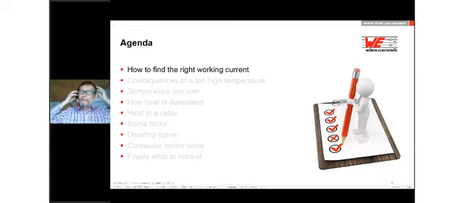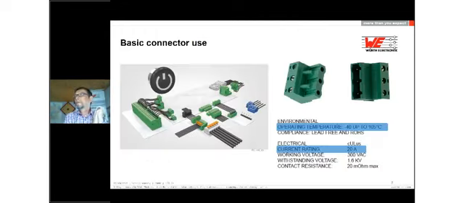So how can we find the right working current for a connector? Let's have a look at a typical power connector. You know them all. It's a typical terminal block as we have it in our catalog. This one is a 5.08 pitch connector. It's a 3-pole. And when we look at the data sheet, it says it has an operating temperature from -40 degrees up to 105 degrees Celsius.